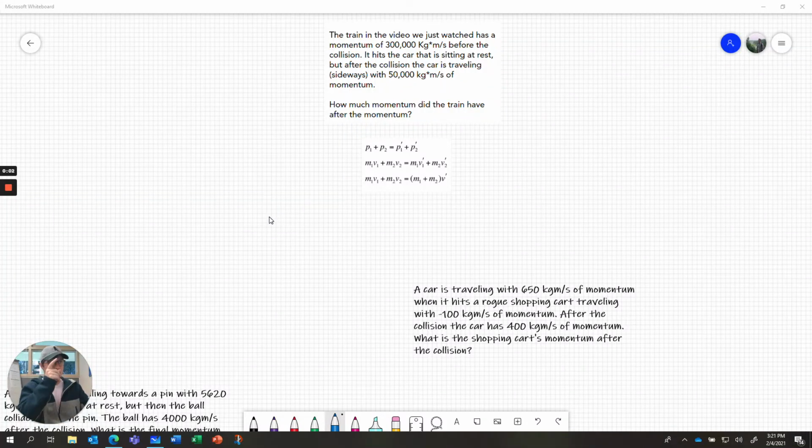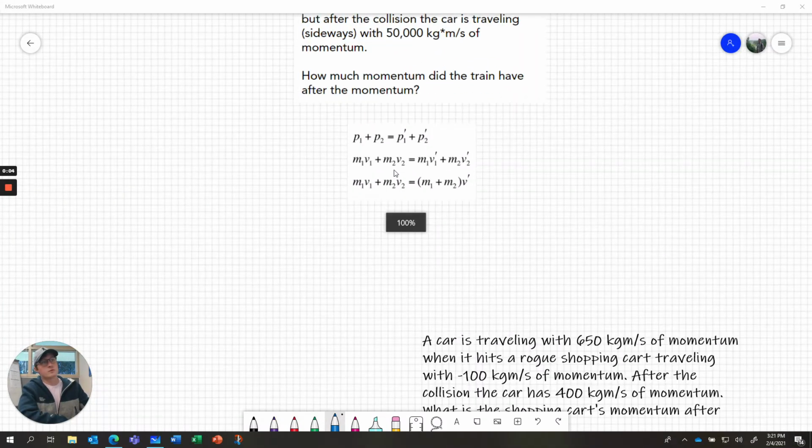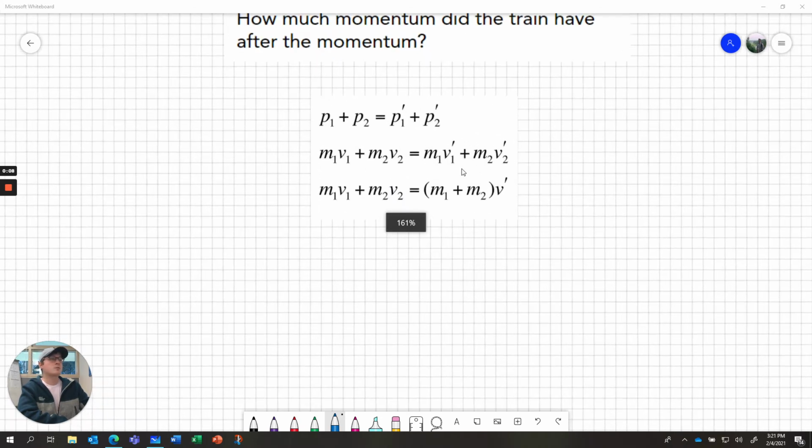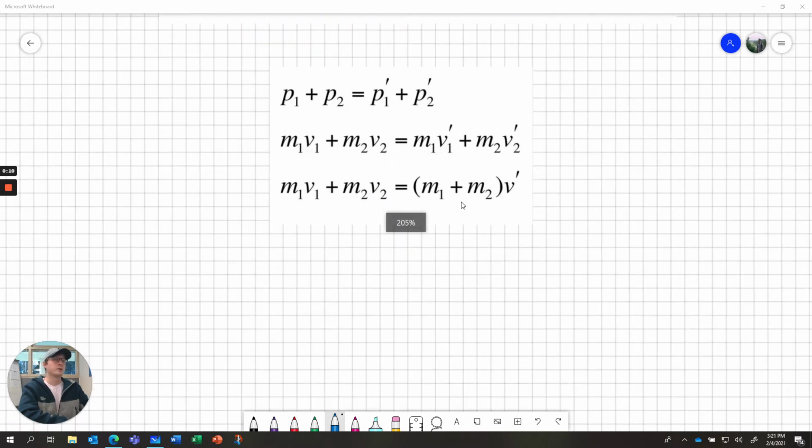Let's give this another try. So this video is going to be about how to do conservation of momentum problems. All these equations are the same thing. They're just describing the same thing in different ways, basically different levels of specificity. But they're all set up the exact same way.